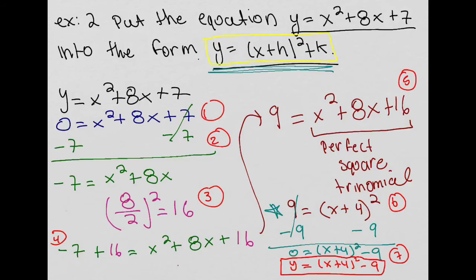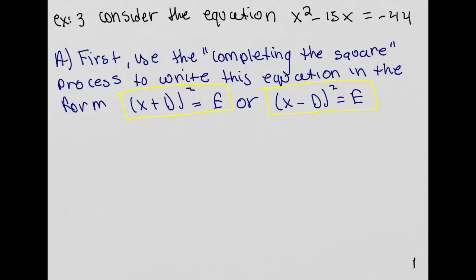Okay, now I think we're going to see another example. Yeah, and it's using the same process but just a different format. So example 3 says, consider the equation x squared minus 15x equals negative 44. Part A wants us to use the completing the square process to write this equation into this form. Okay, so we want to make sure we pay attention to that.